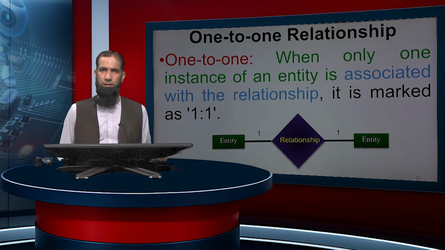Another example is an employee and a passport. An employee has one passport and each passport is linked to one employee. In entity relationship diagrams, this relationship is represented by placing 1 on both sides of the relationship line. So remember, in a one-to-one relationship, entities are connected with each other with a single instance.